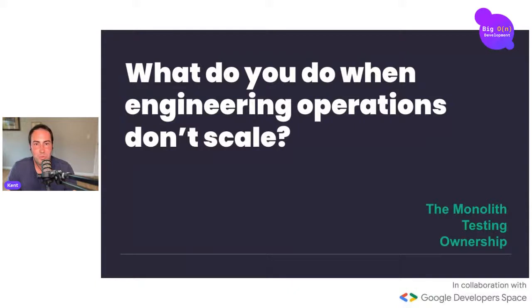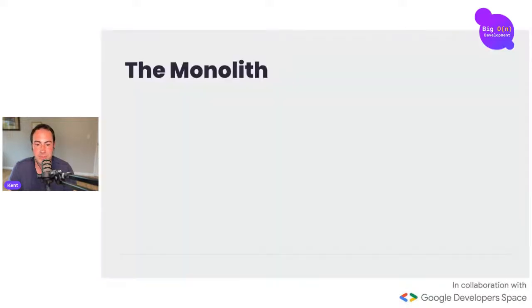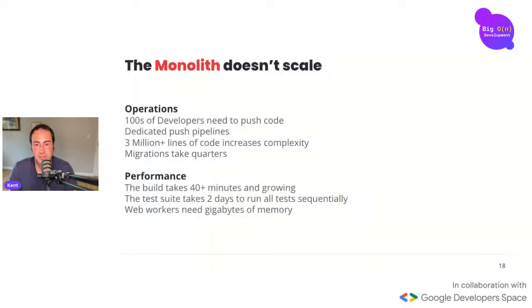So what did we do at Yelp when operations didn't scale? Well, first of all, what are the things that didn't scale? So I'll talk about the monolith a little bit, testing across the company, and ownership, how that didn't scale. So the monolith. The monolith didn't scale for many different reasons.